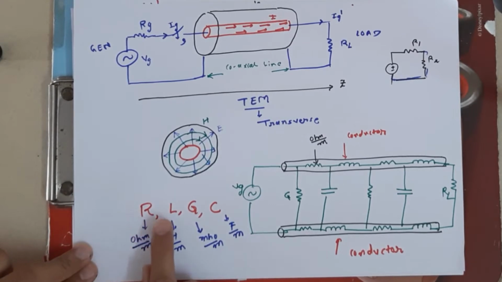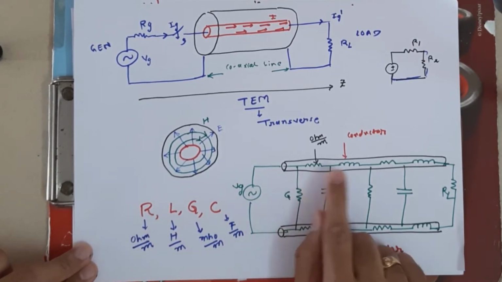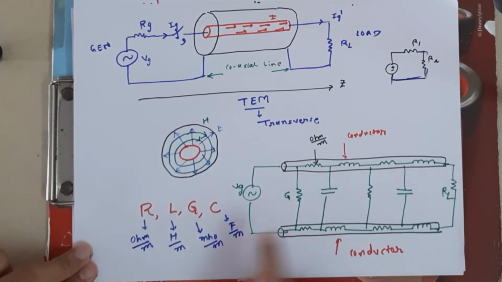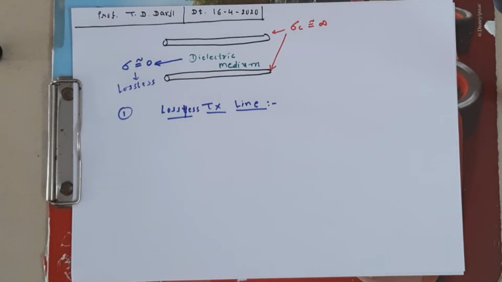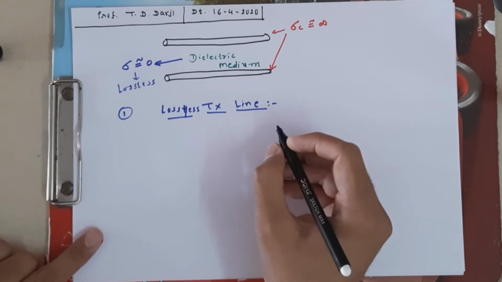What do you mean by the resistance and conductance? So this resistance and inductance, these two are offered by the conductor, and conductance and capacitance are offered by the dielectric medium. Okay, I have to again draw it so you will get the easy concept of it.